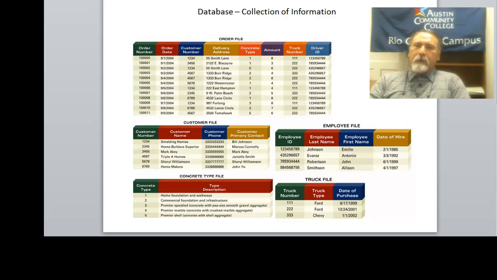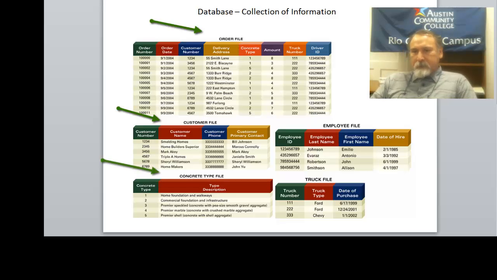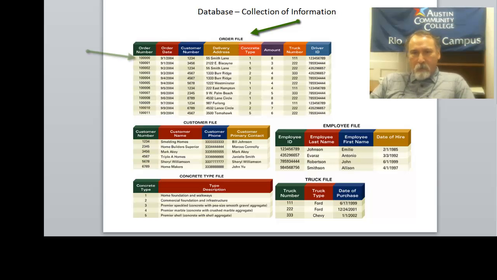If you look at the PowerPoint slide, you will see that there are 5 tables represented. There is the order file, the customer file, concrete type file, truck file, and employee file. Now, if you look at the order file table, order number 100,000. Can you tell me the name of the truck driver for truck 111?